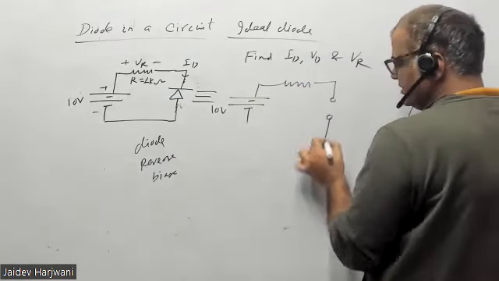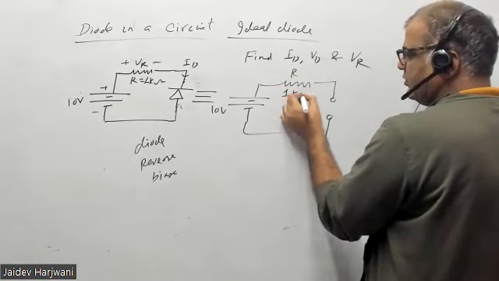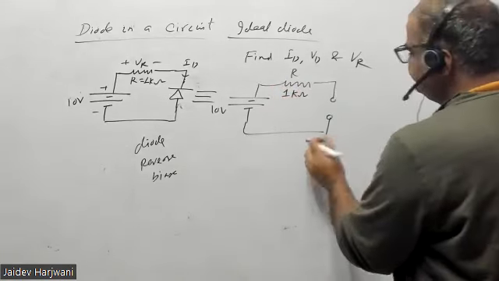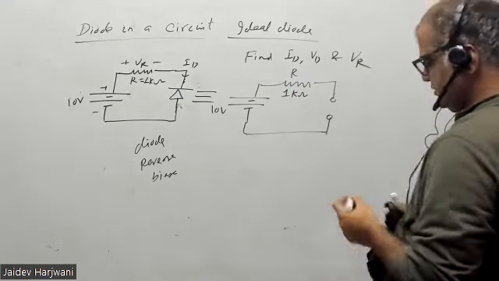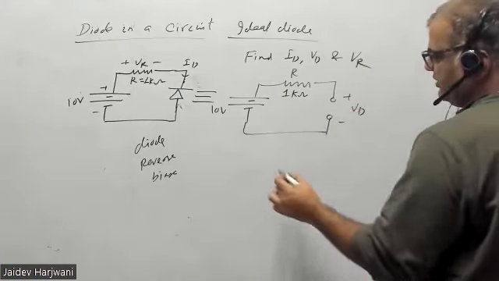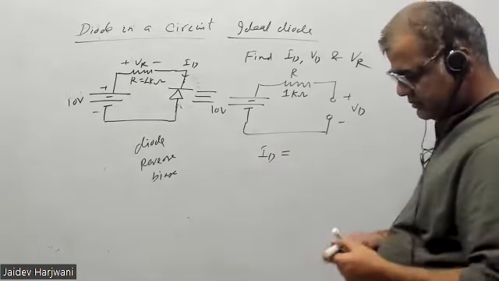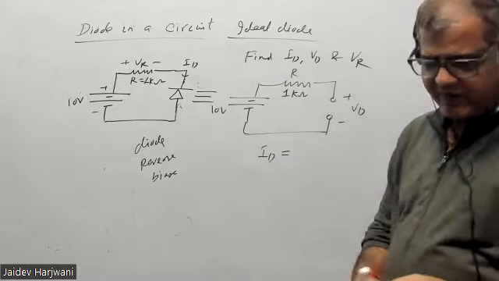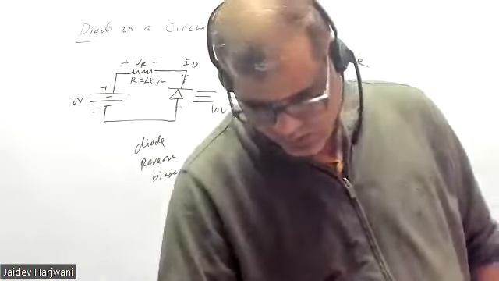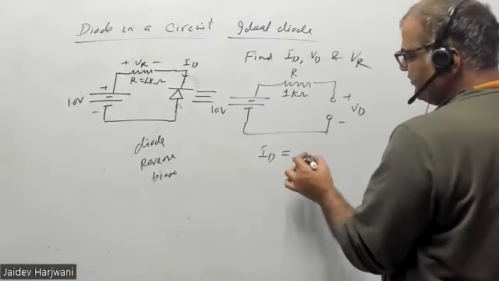The diode will be replaced by an open circuit. R is 1 kilo ohm. So this is your VD. Tell me, what is the value of ID in the circuit? It is 0. Yes, the circuit is open, so no current can flow.